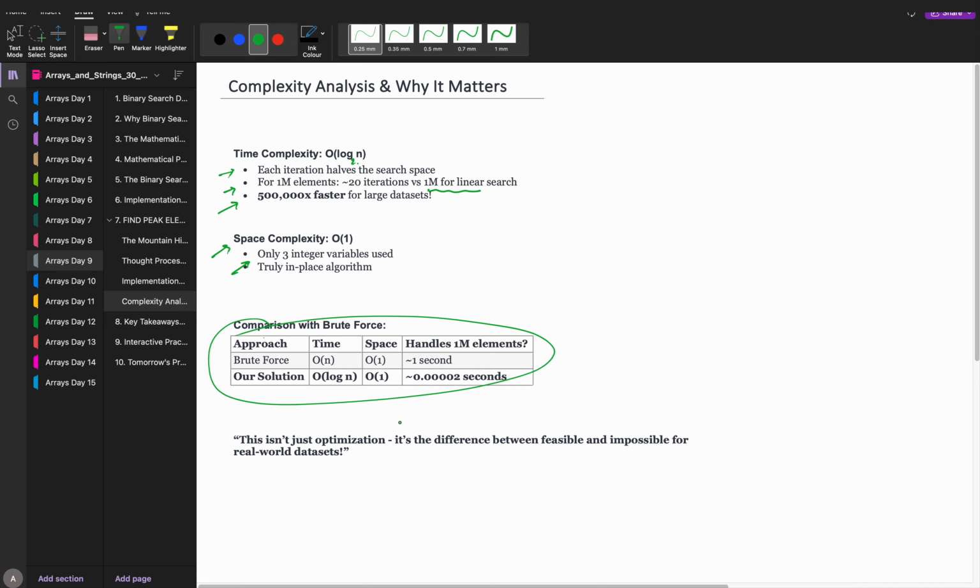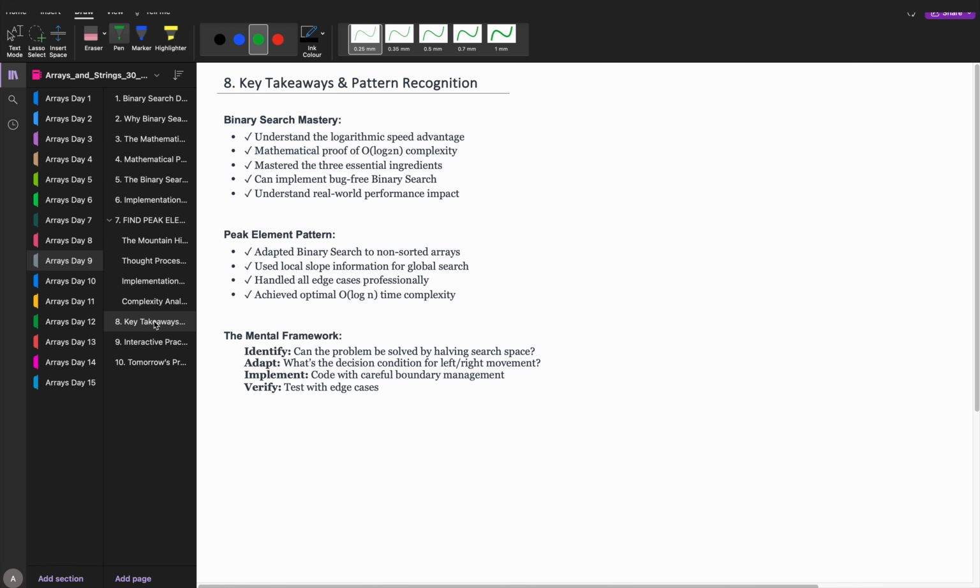Because in the real world, latency matters. The shorter the latency, the better the solution is, and people like your solutions. People like your product. And the more people like your product, the more money you're going to make. That's why efficiency matters in terms of speed. Now about the key takeaways from this session. We have understood the logarithmic speed advantage, then the mathematical proof of log n base 2 complexity. This is base 2.